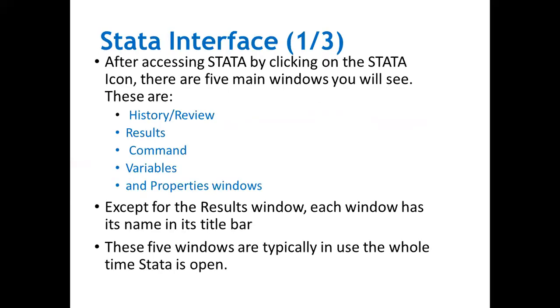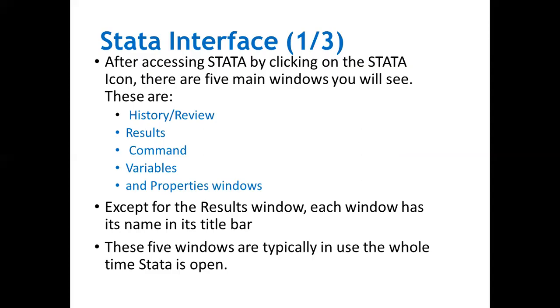Let me move on quickly to the STATA interface. After you have installed STATA on your machine, you can go through the start menu and click on the STATA icon, or you can create a shortcut on the taskbar, or have the icon on your desktop, depending on where you have it. After accessing STATA by clicking on the icon, there are 5 main windows you will see, and we're going to review them in detail.